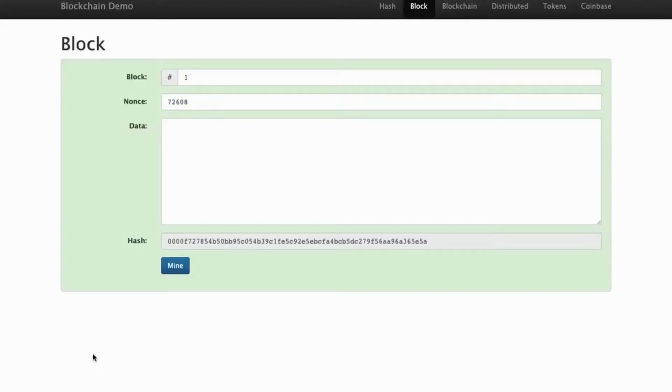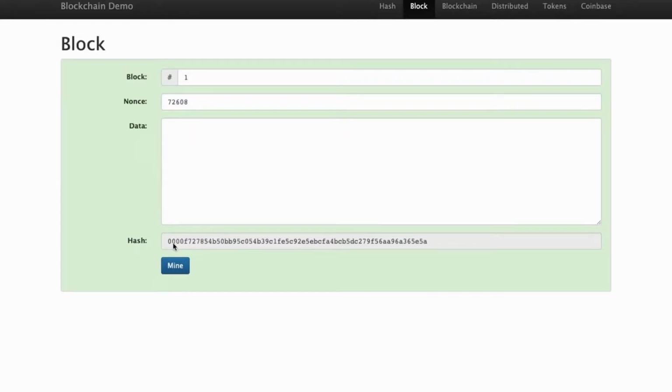So this is our demo application. I will put the link of this application in the description below. So what is the structure of a block? A block contains a block ID. It contains a nonce number. It contains some amount of data and it contains a hash.